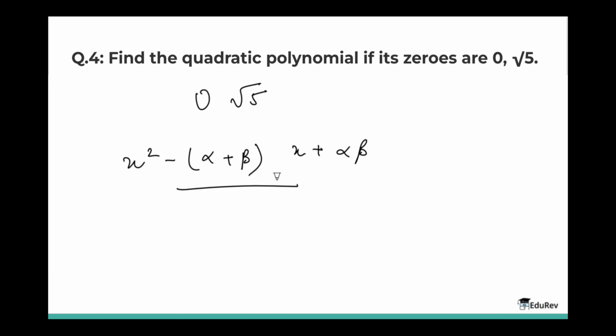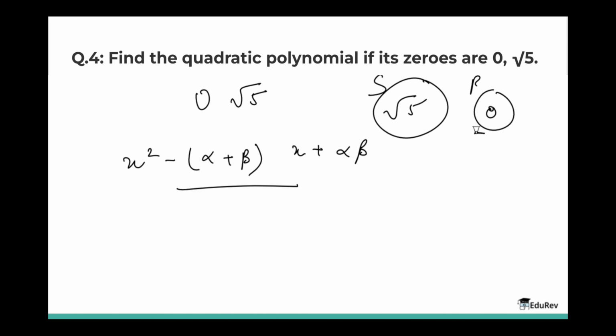So what is the sum of zeros? Sum of zeros is going to be root 5, because root 5 plus 0 is root 5. And what is going to be the product of zeros? Product of zeros is going to be 0, because 0 times any number is 0. So 0 times root 5 is 0. So sum is under root of 5, whereas product is 0.